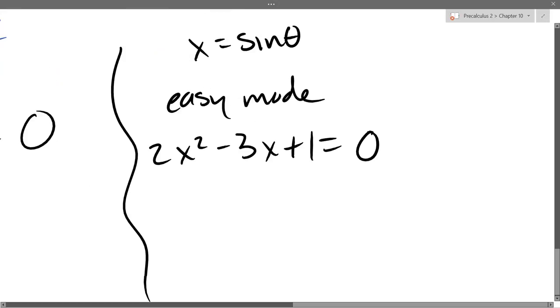Quadratic equation. Quadratic formula always works. Complete the square always works. Factoring works if you're lucky. You can factor over the integers. I think this one factors.